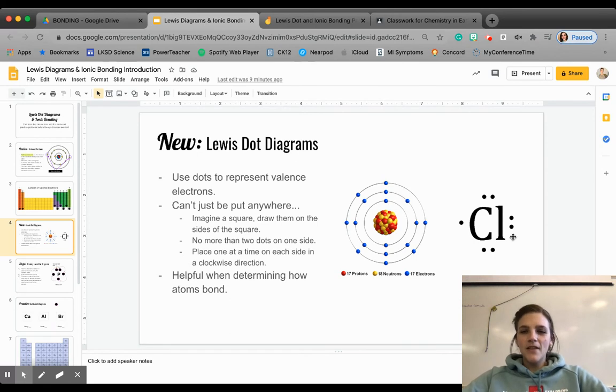There is method to the madness that is Lewis dot diagrams. You can't just place them all willy-nilly around the element symbol. There's an actual pattern to it.